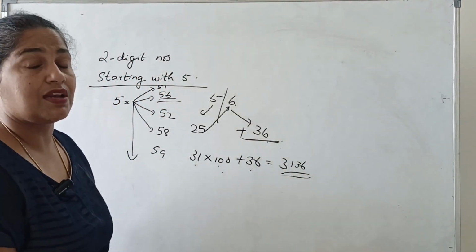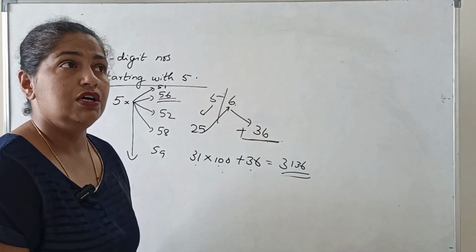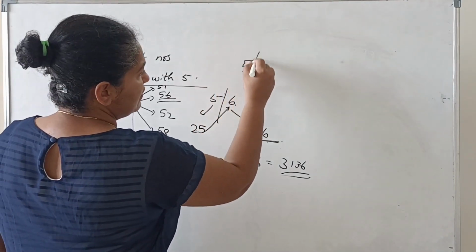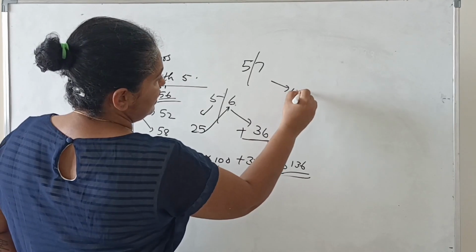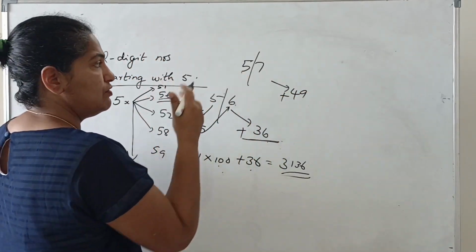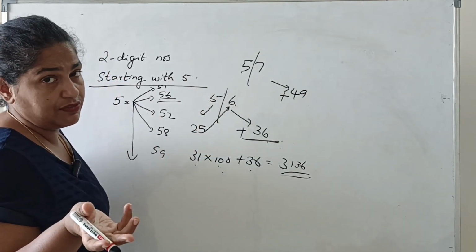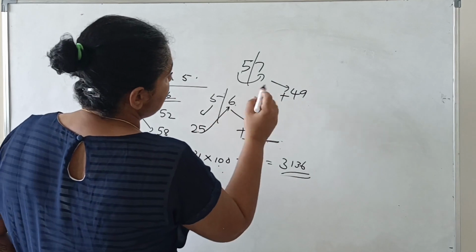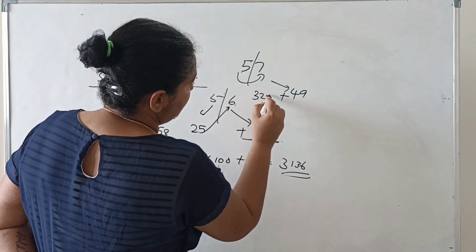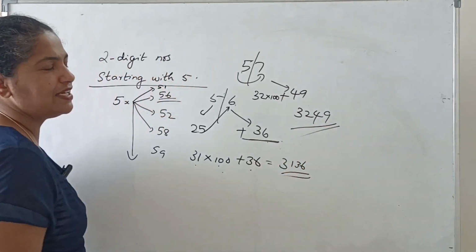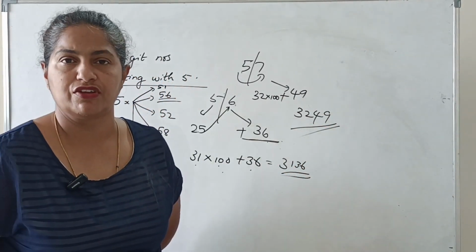3136. Now let us try to find out the value of 57 square. Two parts. 49. I need to add 49. 5 square is a 25. So in all these cases, we are adding 25 to the last digit. 25 plus 7, what do you get? 32. 32 into 100. So it is 3249. It is definitely easier than normal multiplication.